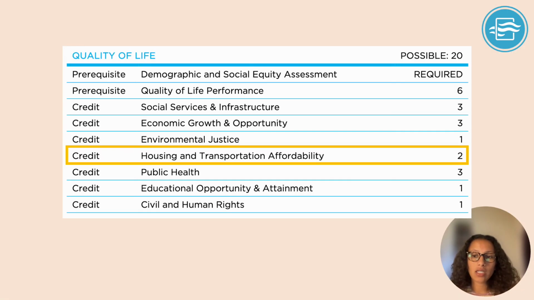The fourth credit, housing and transportation affordability, encourages an adequate and diverse supply of location-efficient and affordable housing options. 2 points are available and can be earned through 4 options in this credit.